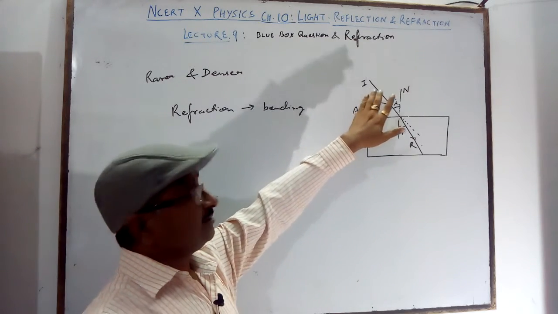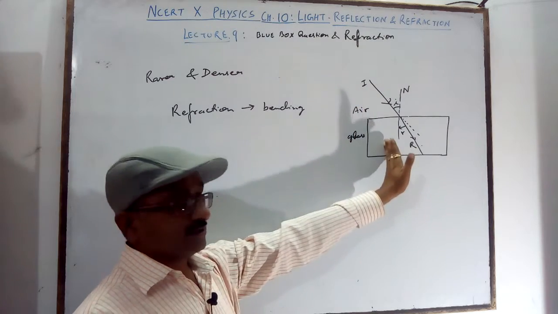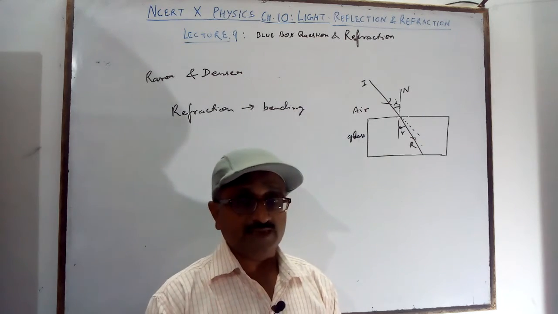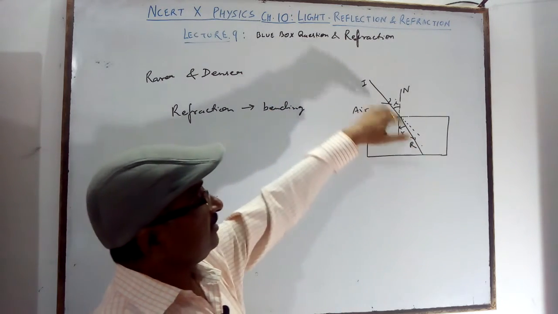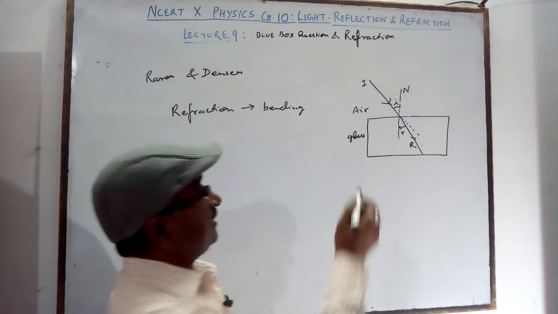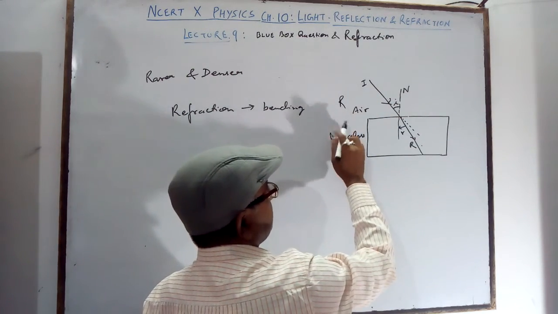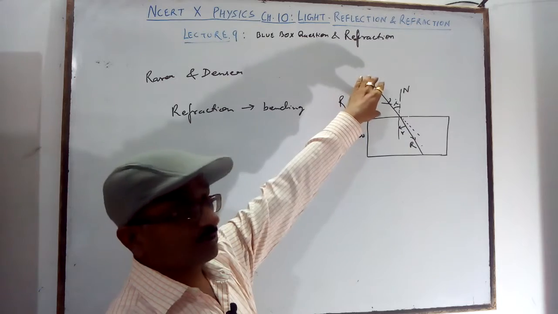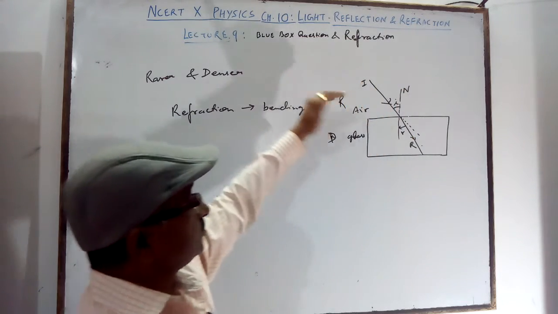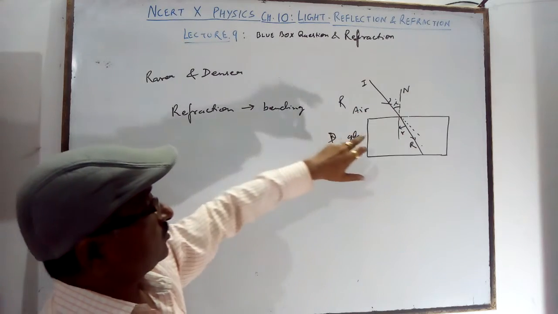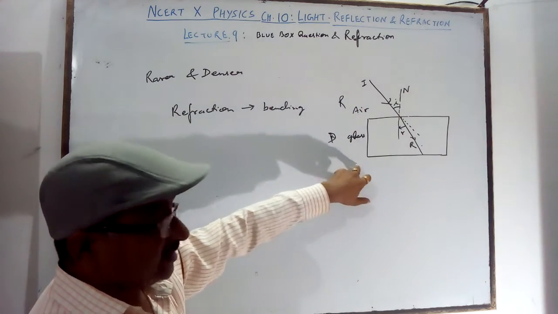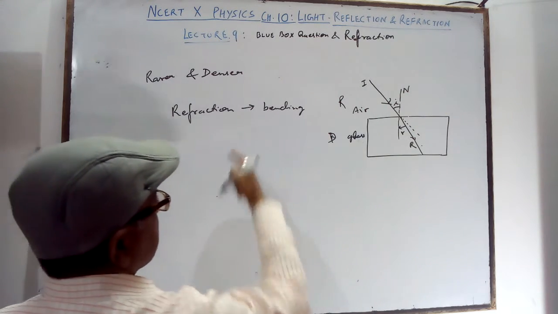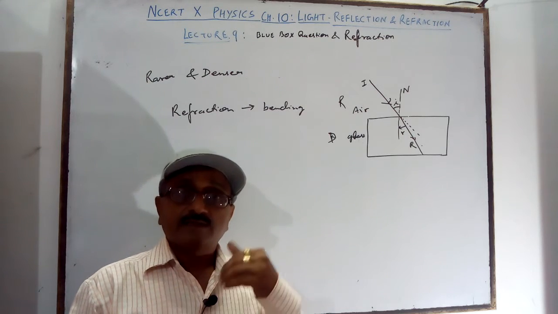What is the meaning of this? Light enters from one medium to another medium, it changes its path, and this change in the path or bending of light is called the refraction of the light. Denser medium means there are more particles, closely packed. In a rarer medium, particles are away from each other. So rarer and denser medium is decided by this. I am taking glass and air; water and air also you can take, water and glass you can take. So like this, refraction of light is the bending of light.